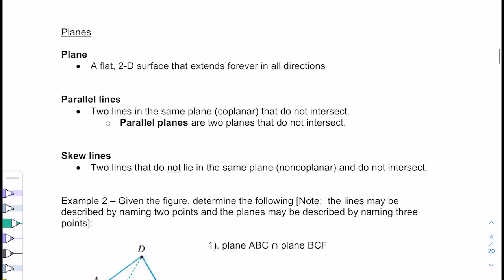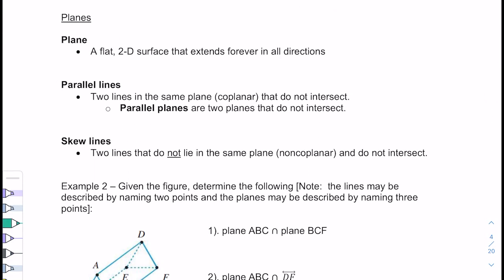The next topic we're going to talk about is planes. A plane is just a flat, two-dimensional surface that extends forever in all directions. We're familiar with planes as kind of looking like this in textbooks. They're flat surfaces. They're usually named by a capital letter, so you could call this plane Q, for instance.